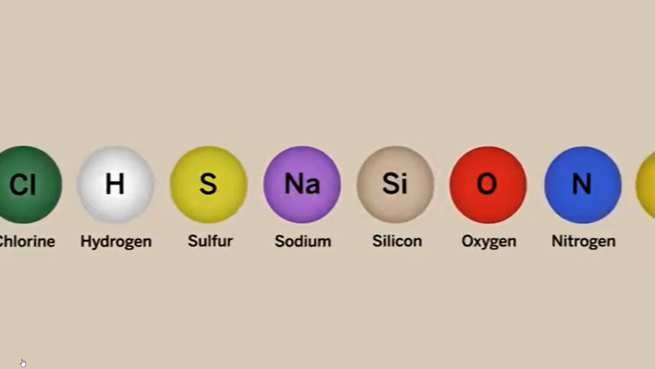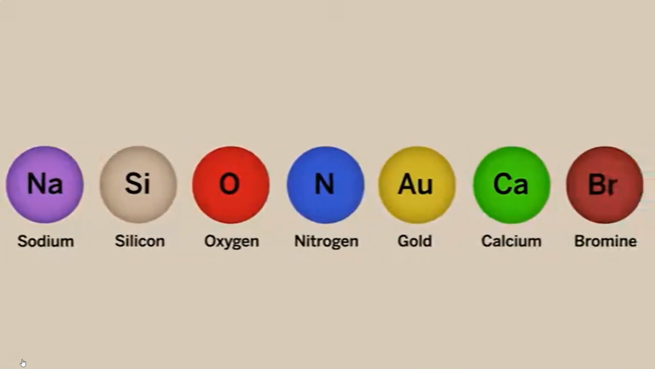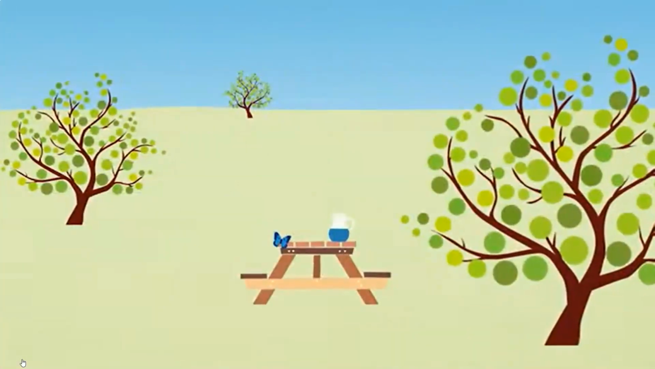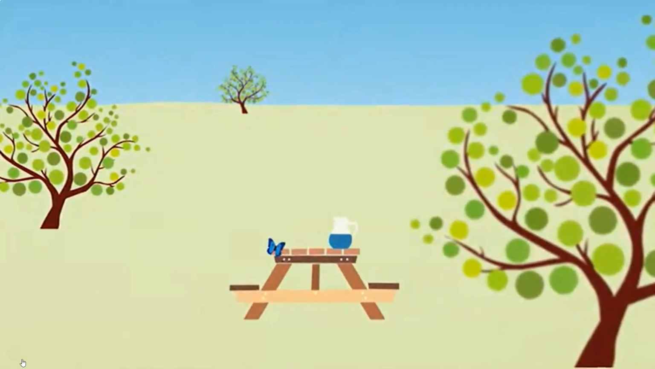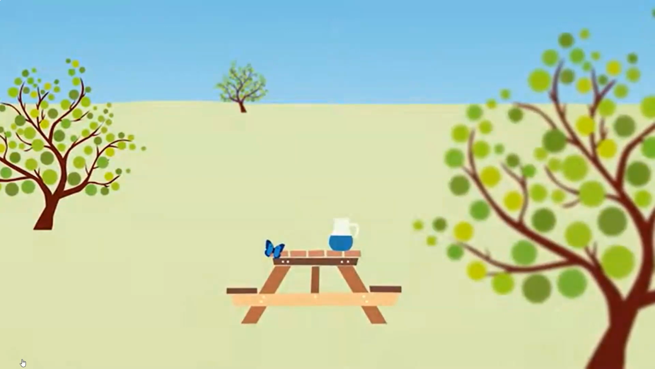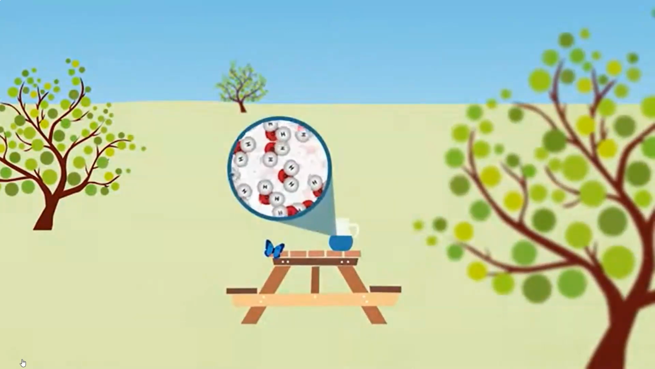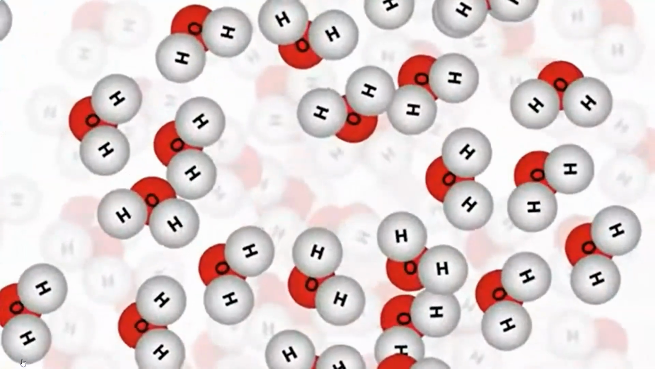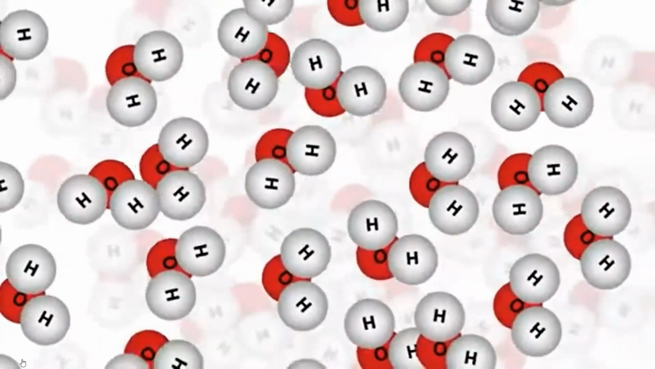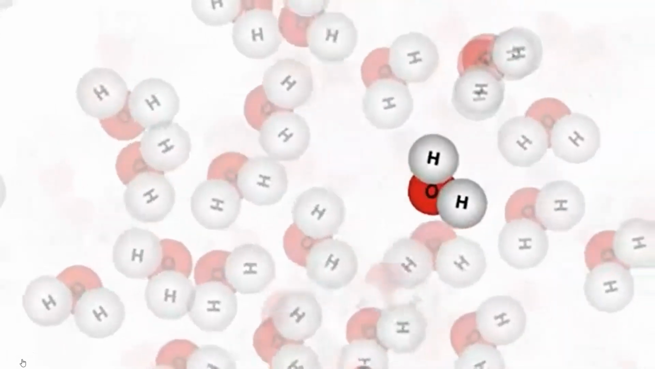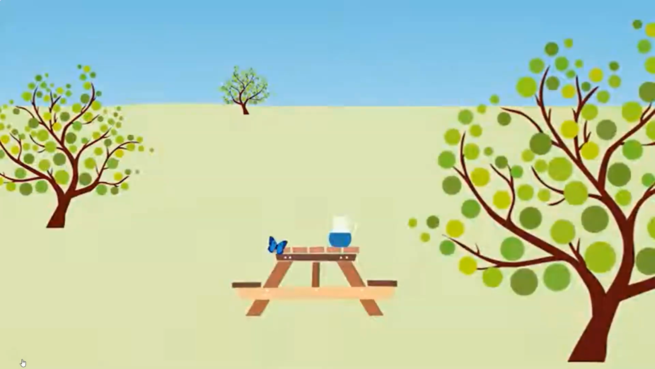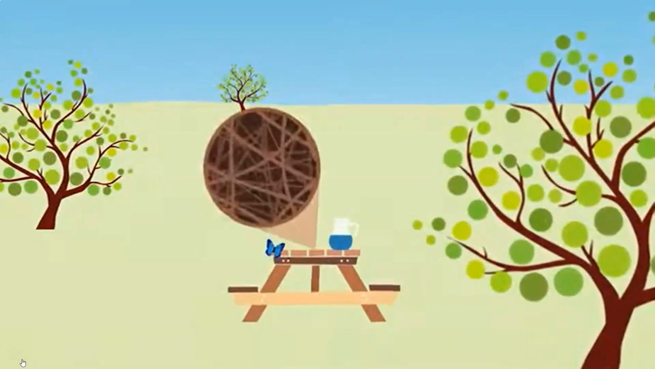Scientists use models like these to represent atoms. If you could observe things that small with your eyes, you could look around and see that all matter is made of atoms. For example, water is made up of atoms. This model shows atoms joined together in groups called molecules. Water molecules are made of hydrogen and oxygen atoms. What about this table? It's made of wood.